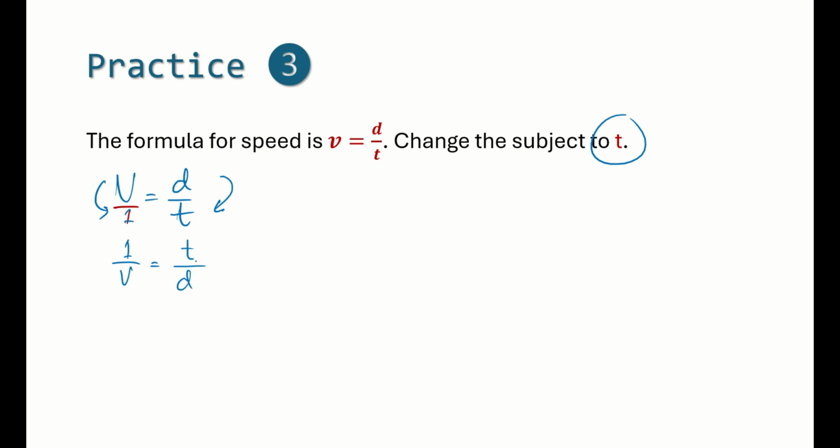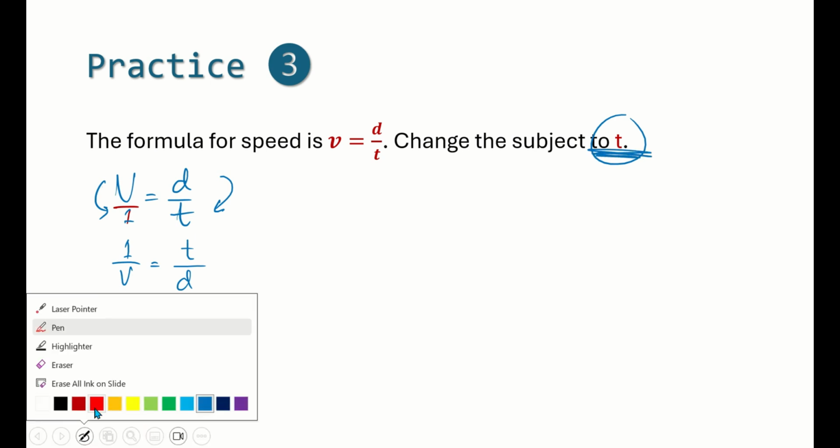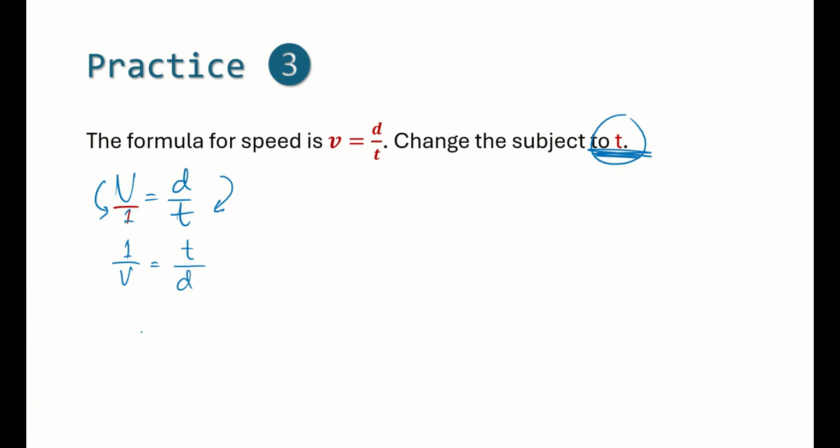Now, how to let t alone? Because t must be the subject. So we multiply both sides by this denominator. So t over d, both of them must be multiplied by d.